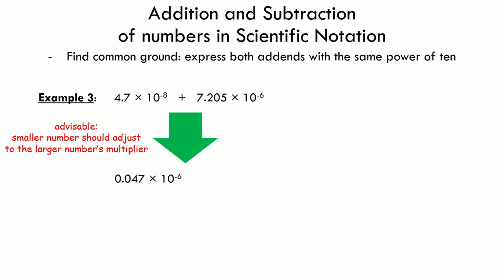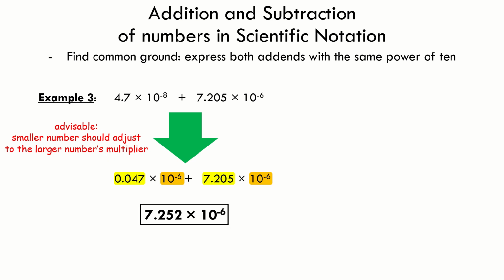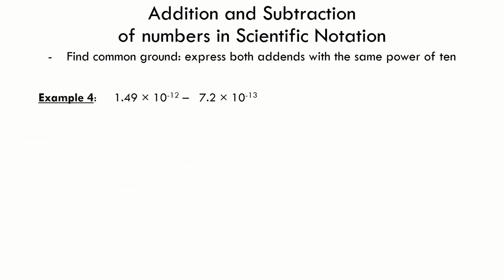Pinalaki natin ang ating multiplier from 10 to the negative 8 to 10 to the negative 6. Kaya paliliitin natin ang ating coefficient to 0.047. Dalawang decimal places. Kasi pangalawang number, kukopyahin lang din natin. Pwede natin itong i-add. 0.047 plus 7.205 is equal to 7.252. At kukopyahin lang natin ang ating multiplier na 10 to the negative 6. At ito na ang ating sagot in proper scientific notation.